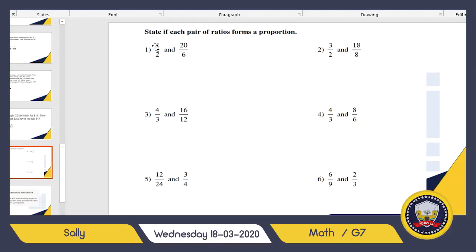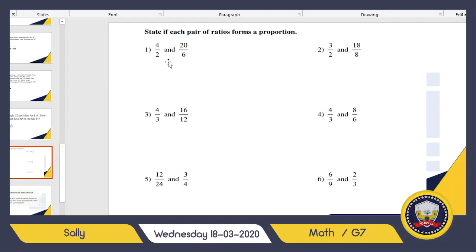Let's take an example. First one, how can I know that these two ratios are proportion? First, I will cross multiply. 4 by 6 equals 24. Okay, so here 4 times 6 will give me 24. 2 times 20 is 40. Is 24 equal to 40? No. So these two ratios are not proportion.